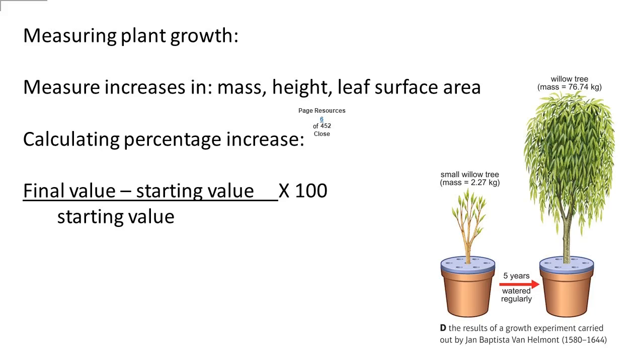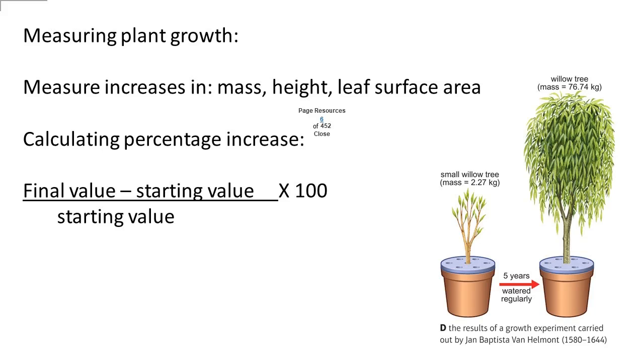Now, whether you're measuring the change in mass, height, or leaf surface area, there is a little formula that you can use that will help you work out the percentage increase in growth of a plant. And that formula is on the screen now. It's final value minus the starting value, divided by the starting value, and then the whole thing times by 100.